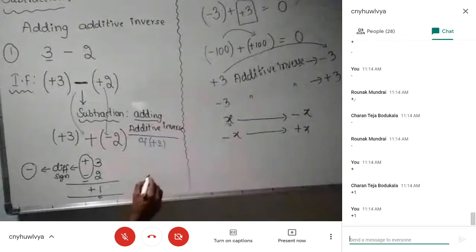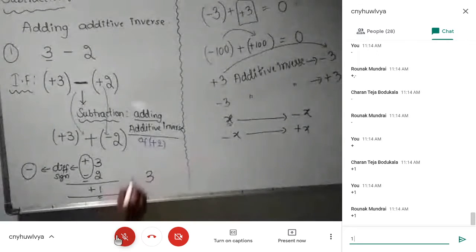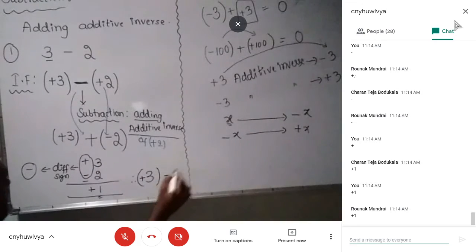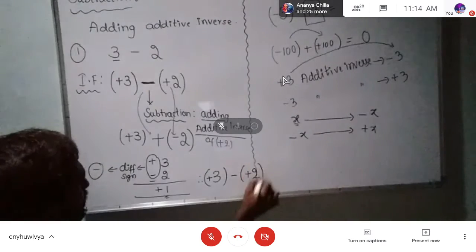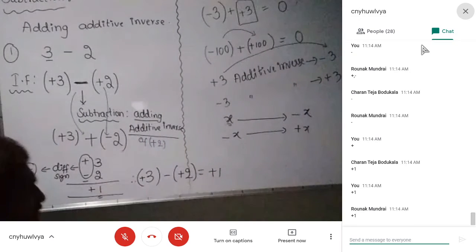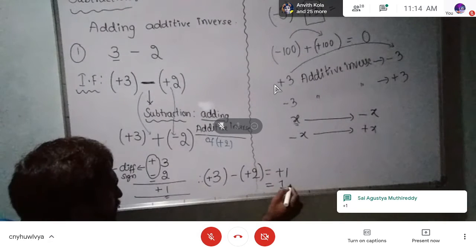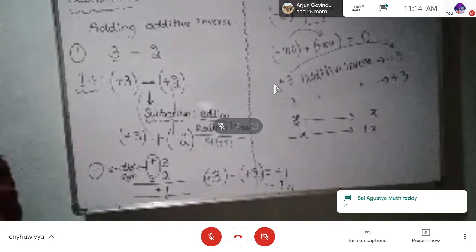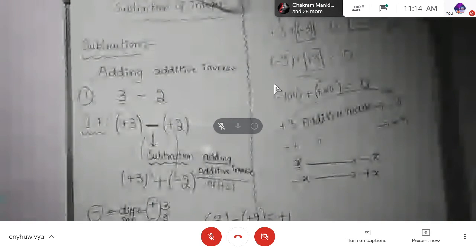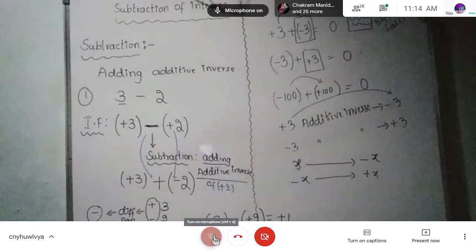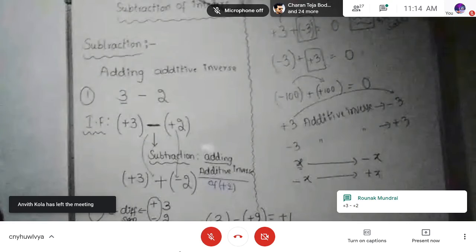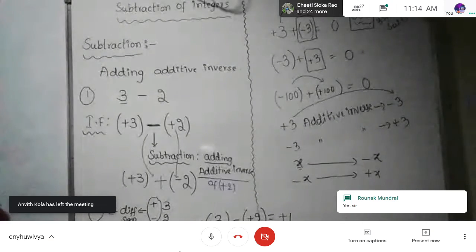So what is the meaning of 3 minus 2? Plus 3 minus plus 2 is equal to plus 1. Or generally 3 minus 2 is also 1, and plus 1 is nothing but 1 only. So this is how we can do addition and subtraction of integers. I hope you clearly understood the whole concept of subtraction, one positive integer subtracted from another positive integer. Yes, sir, we understood.